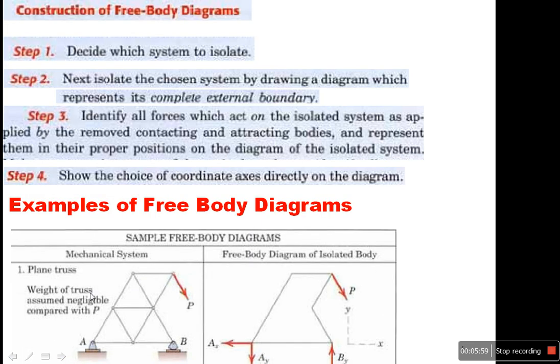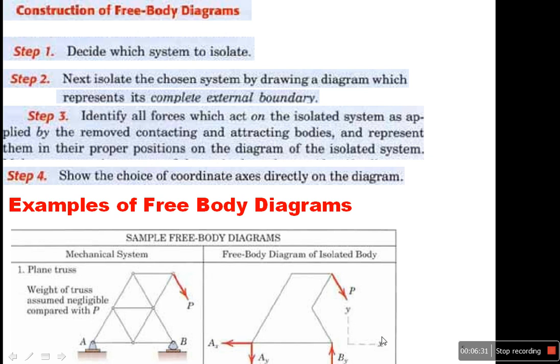Actually, we have here some examples of free body diagram. This is example number 1. You can see I have a thrust, there is a force, pin connection, roller. Now you can see in the free body diagram I have an external boundary only, and there is the external force, and the pin connection has two forces, one in the x-axis and one in the y-axis.